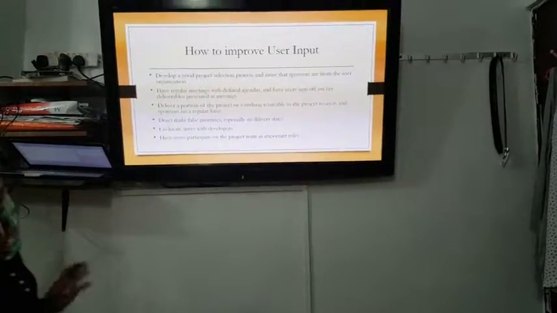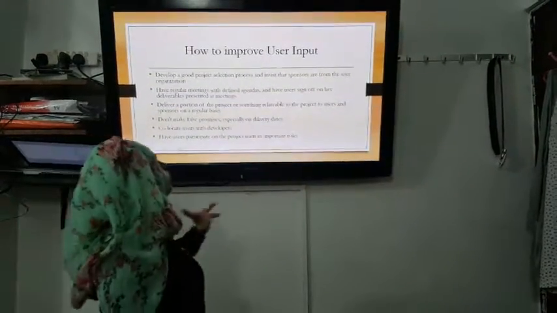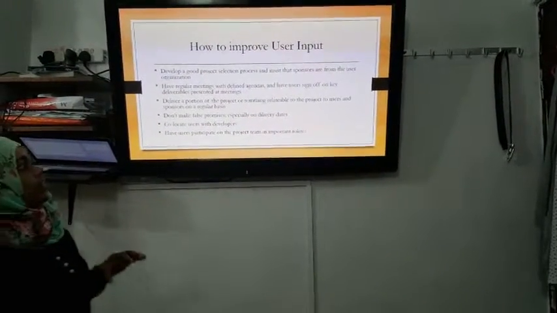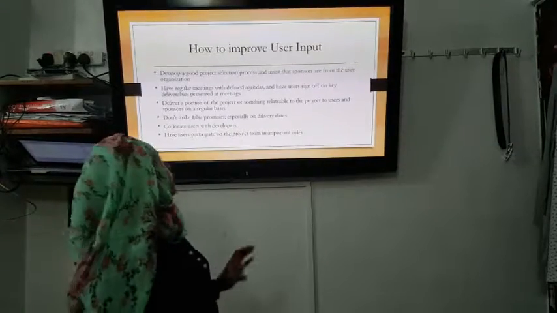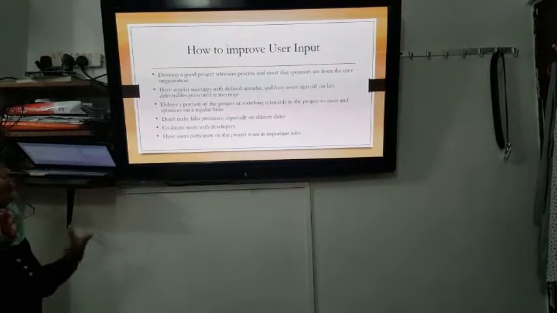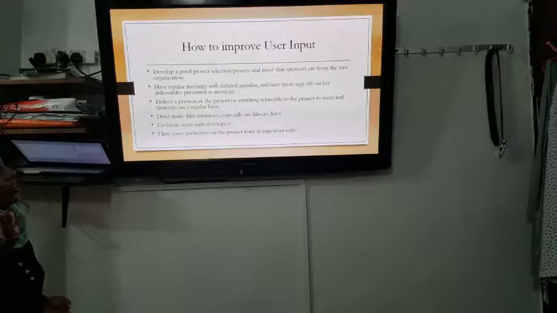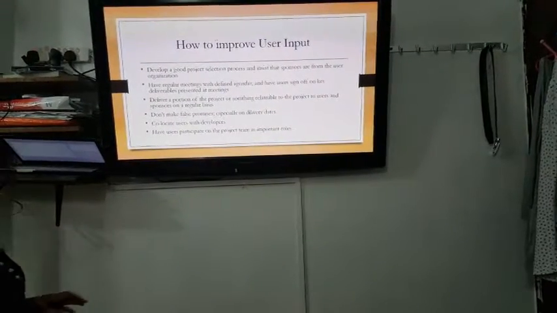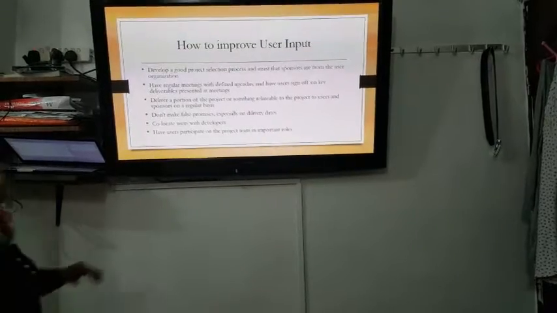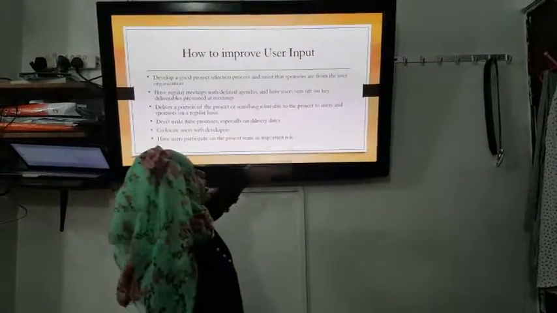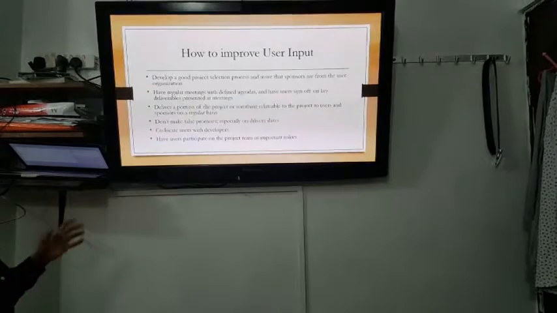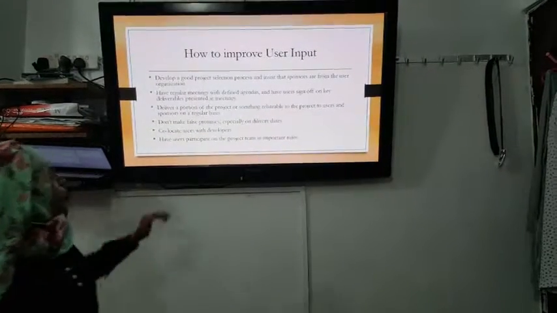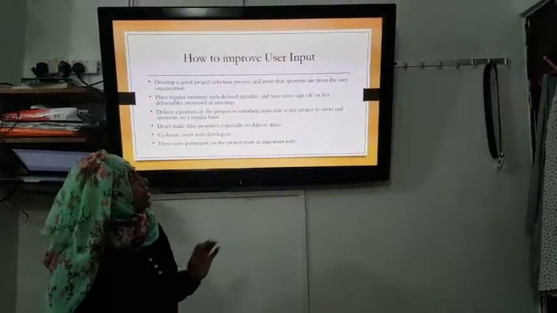Now, how to improve user input? Well, develop a good project selection process and insist that sponsors are from the user organizations. Have regular meetings with defined agendas and have users sign off on key deliverables presented at meetings. Deliver a portion of the project or something related to the project to users and sponsors on a regular basis so that they will be connected to us. Don't make false promises, especially on delivery dates.